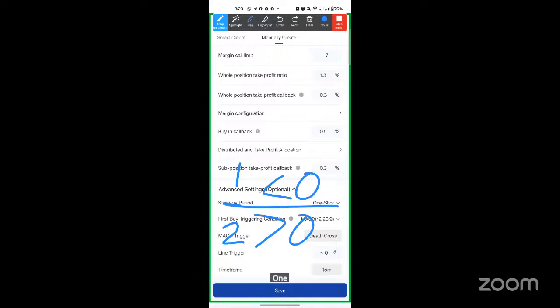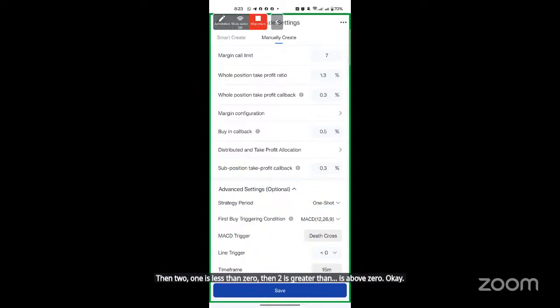1 is what? 1 is less than 0. Then 2 is greater than, is above 0. Okay. The coin is pumping.